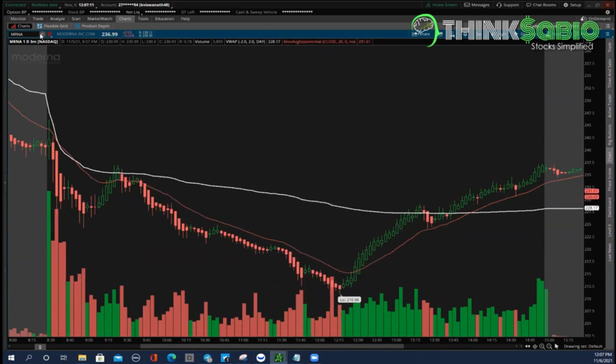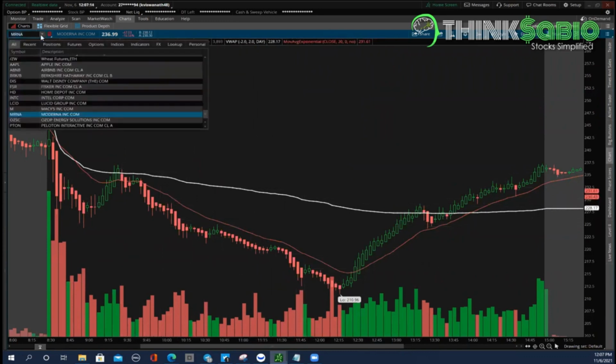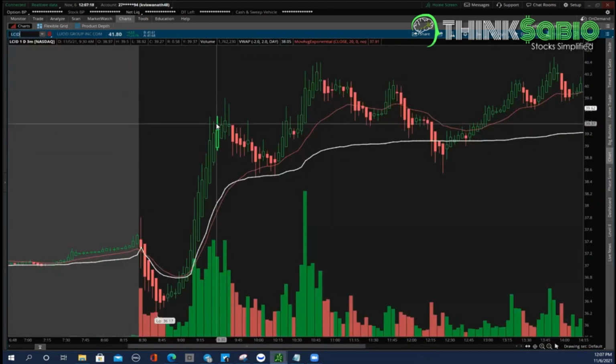So VWAP is very important. I'll go with one more chart for VWAP, and then maybe a couple more charts, and then we will see how it is working. All right, so Lucid here. It came down, it went up. It came all the way to VWAP. It went up.